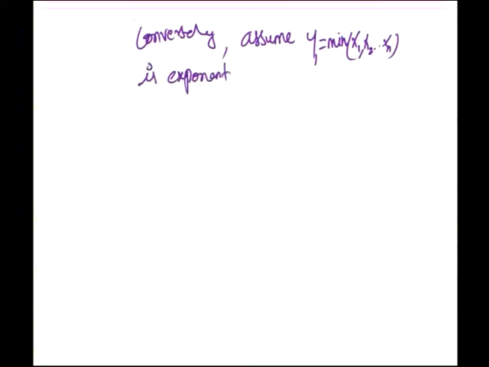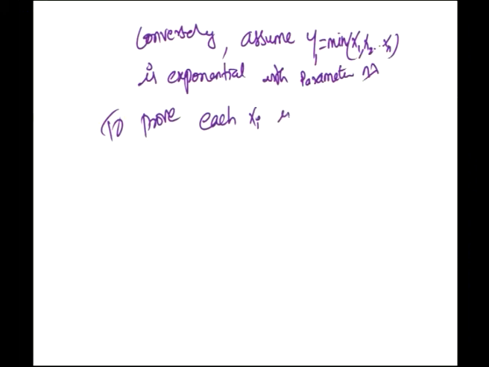Now, conversely, assume that y1 is equal to minimum of x1, x2 etc. up to xn is exponential with the parameter n lambda. To prove each xi is exponential with parameter lambda.